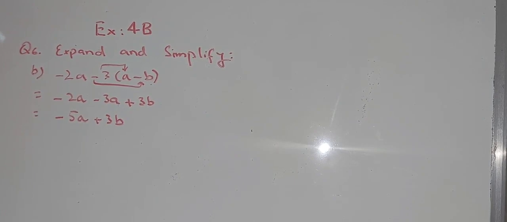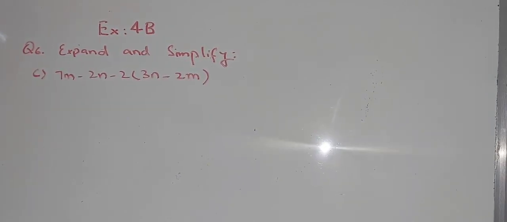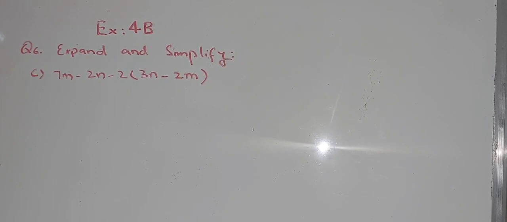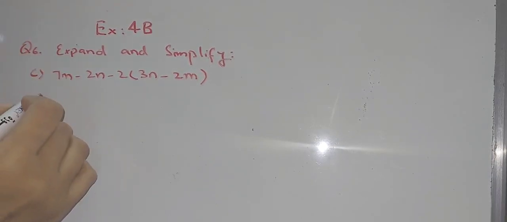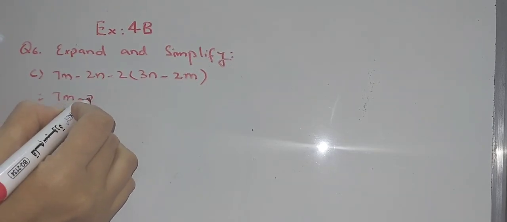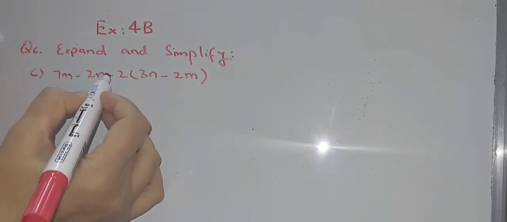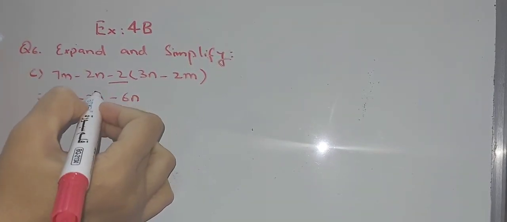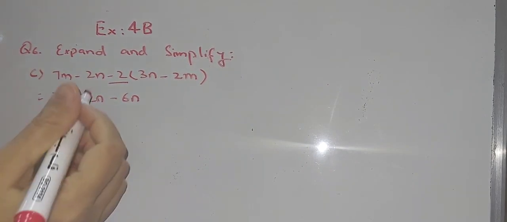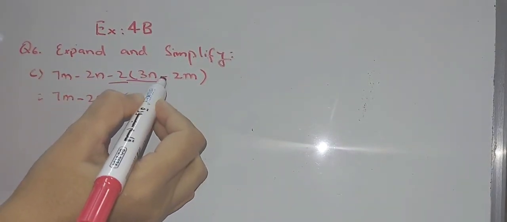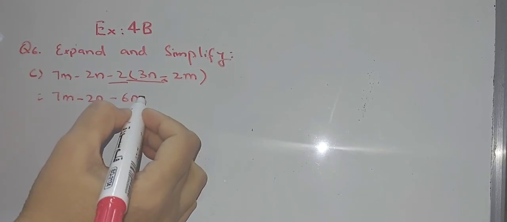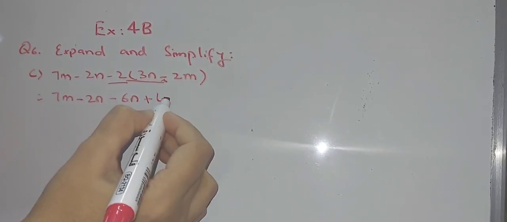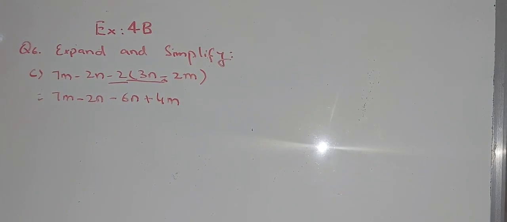Now move on to part C. Part C is 7m minus 2n minus 2 bracket 3n minus 2m bracket close. Let's start the solution by opening the brackets. 7m minus 2n will come as it is. Now minus 2 multiplied by 3n will become minus 6n. Then minus 2 multiplied by this minus 2m. So it will become what? Plus 4m. Now we have to arrange the like terms.